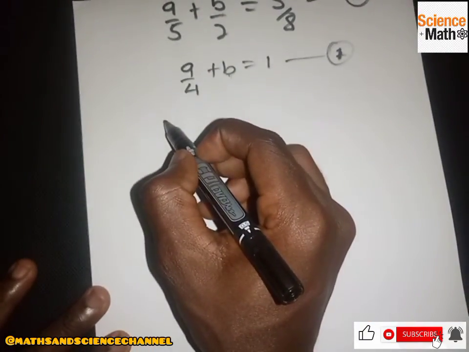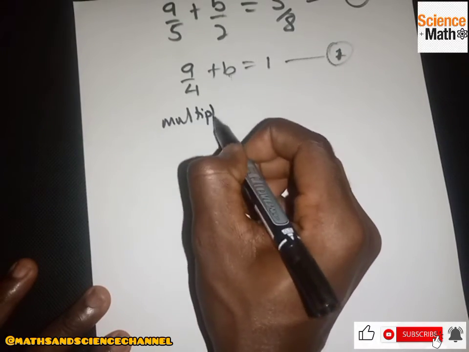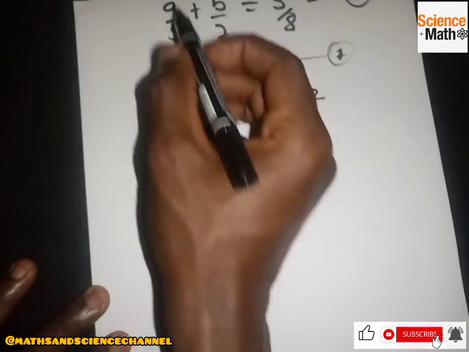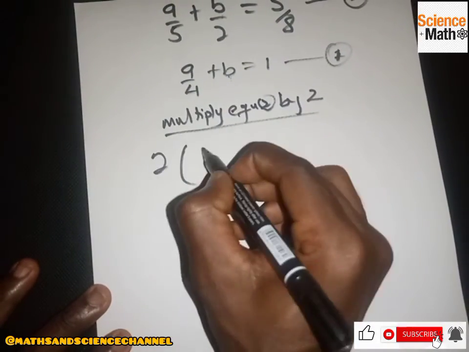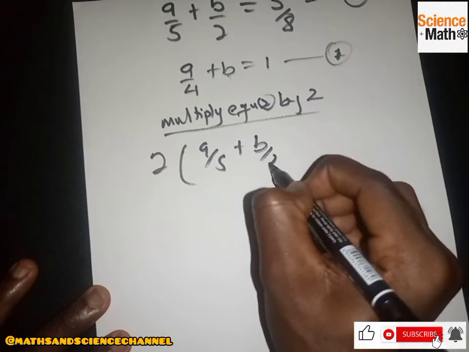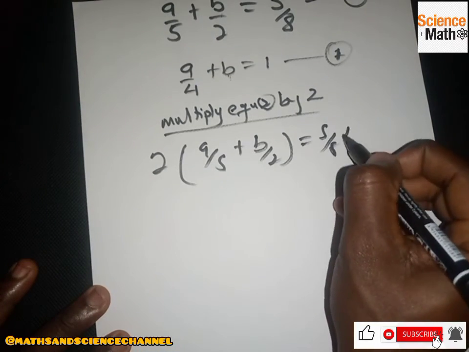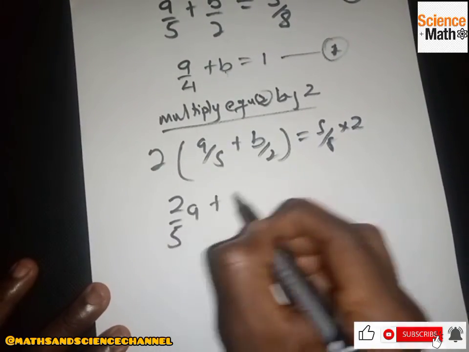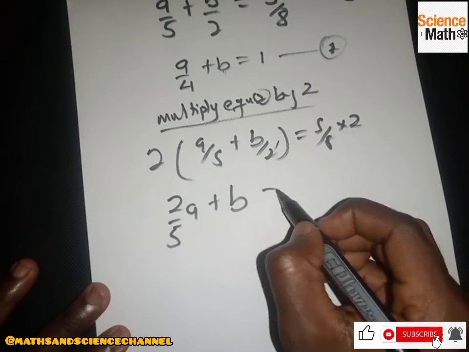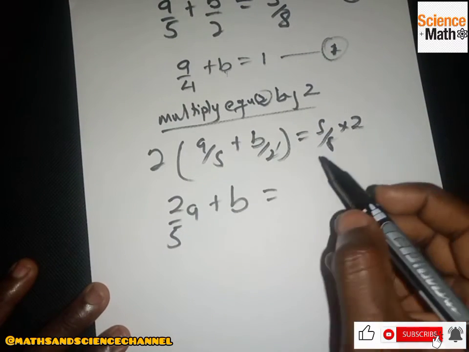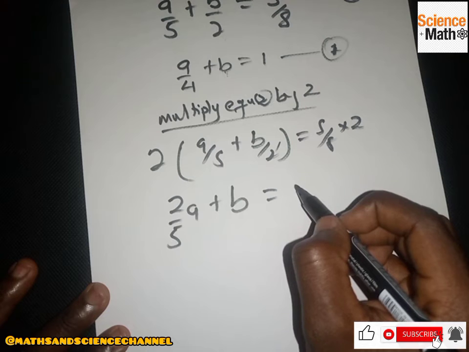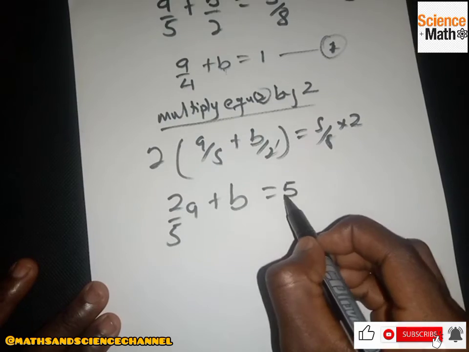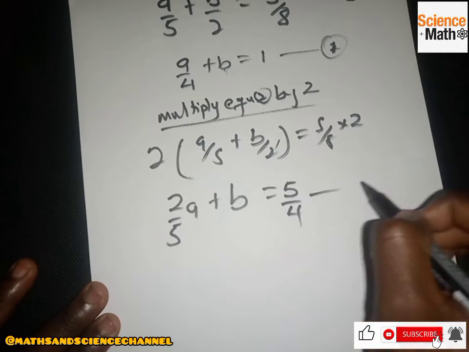So let's say we multiply equation 2 by 2, and doing that we have 2 into bracket a over 5 plus b over 2 being equal to 5 over 8 multiplied by 2. So in this case we have 2 over 5 a. Now this cancels that, we have b being equal to 10 over 8, and 10 over 8 is just 5 over 4. We have 5 over 4, and let's call this one equation 3.